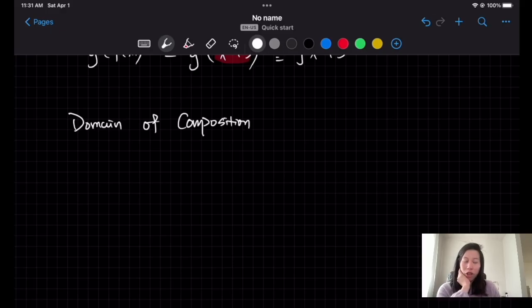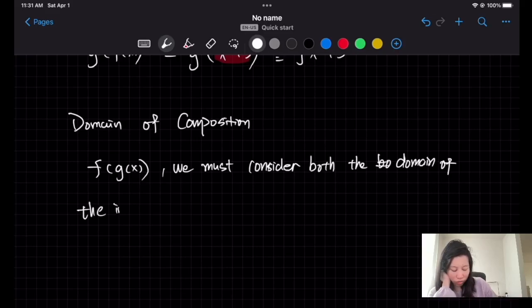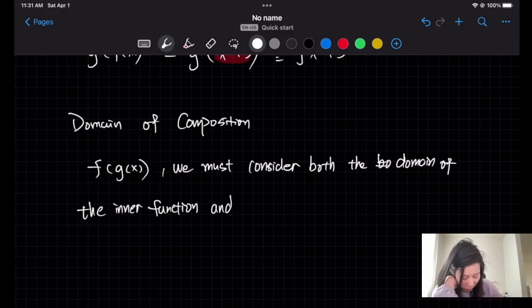So when we think about the domain of a composition function, such as f of g of x, we must consider both the domain of the inner function and the domain of the composition itself.